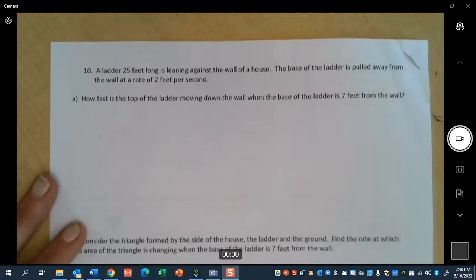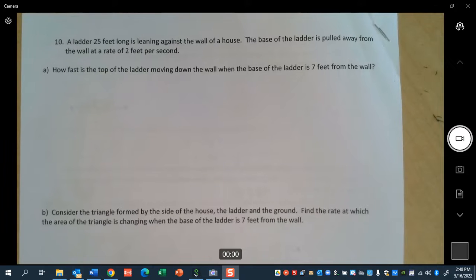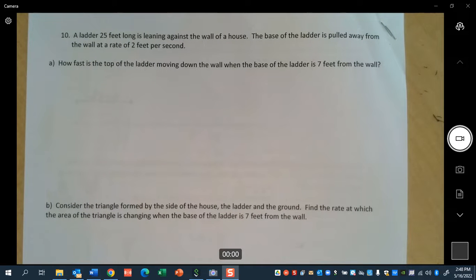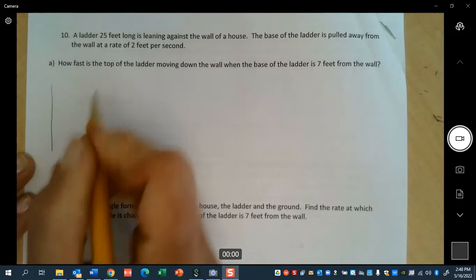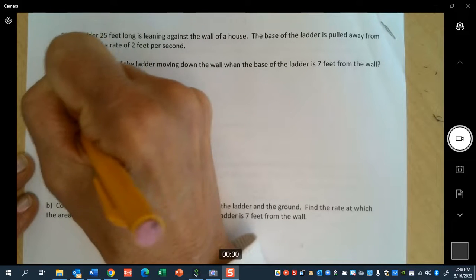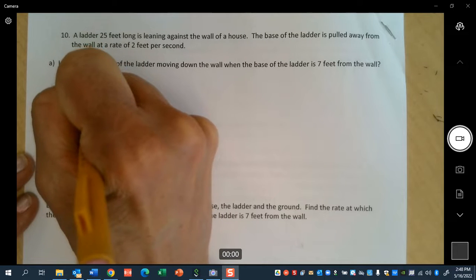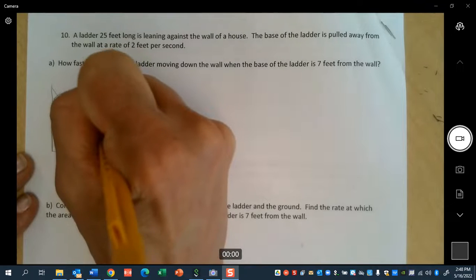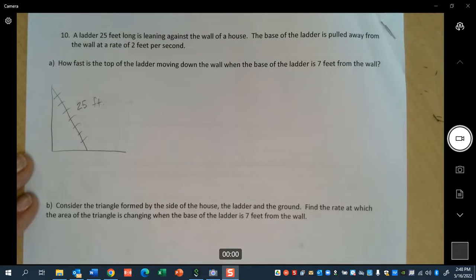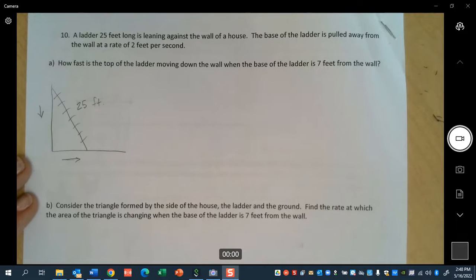Here's your ladder. A ladder is leaning against the wall of a house. In fact, I think you might have had the same exact problem when we did this months ago. The base of the ladder is pulled away at the rate of 2 feet per second. Ready? Let's draw it. Here's my ladder, and my ladder is 25 feet long. That's my constant. The size of my ladder is not changing. This height is going to be decreasing because this base is being pulled away from the house.